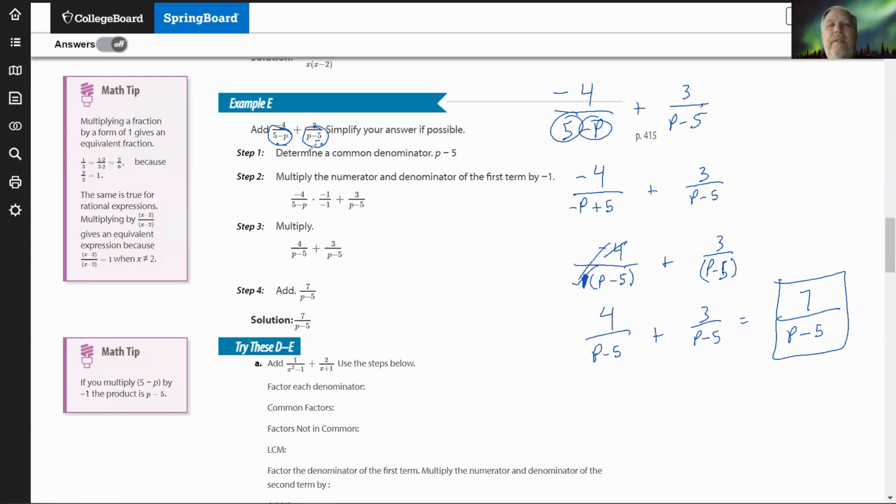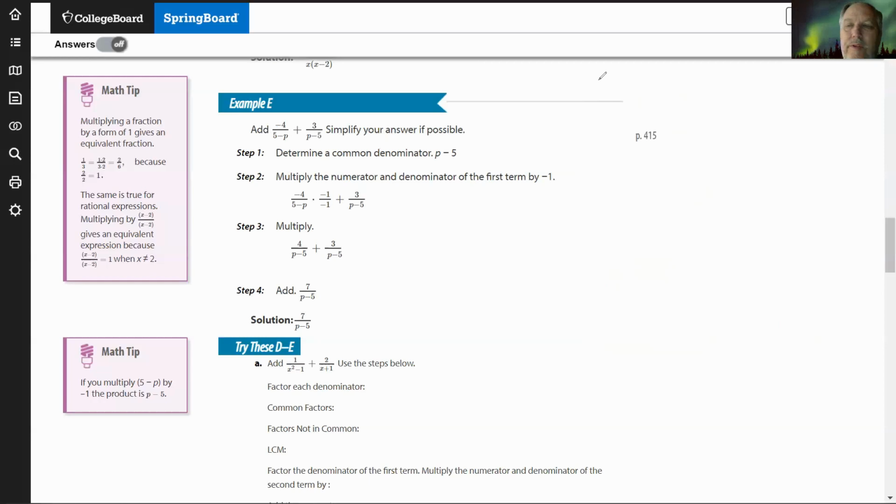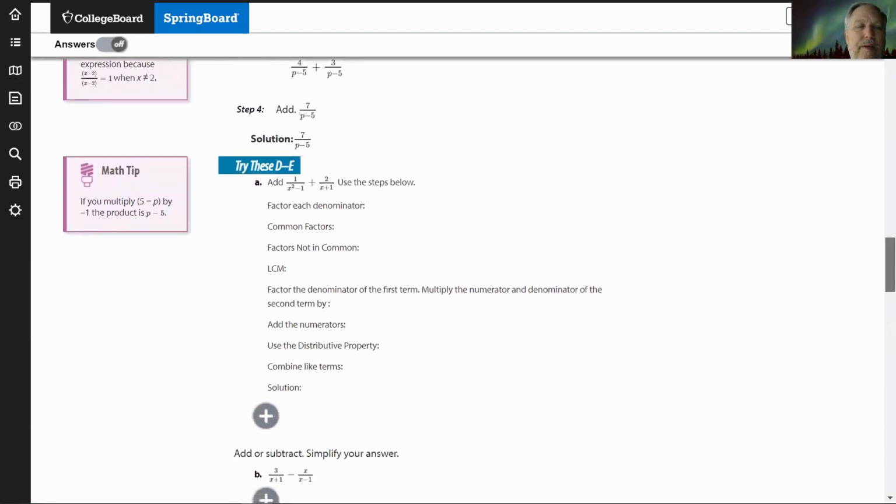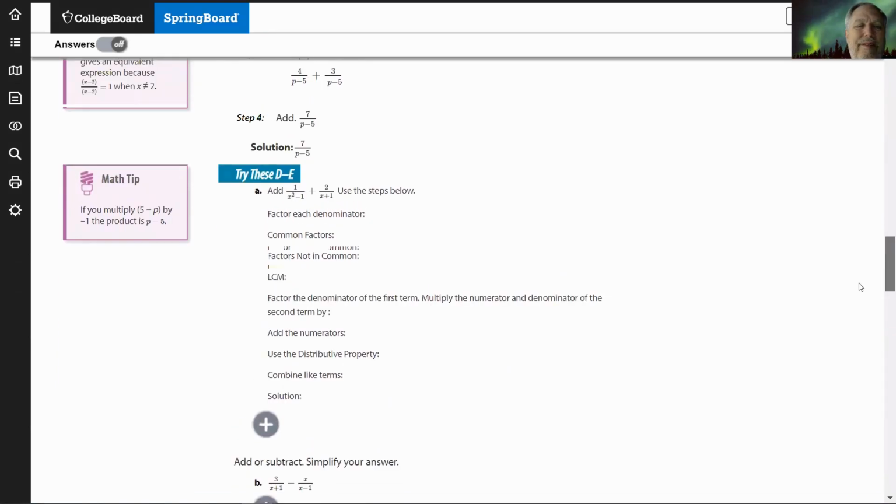Okay, so let's do the Try These D and E. We'll start off with this first one here, where in the example it breaks it on down. I'm just going to show you how you might want to do it on a sheet of paper, where you're kind of keeping it together. So we'll go ahead and write it out.